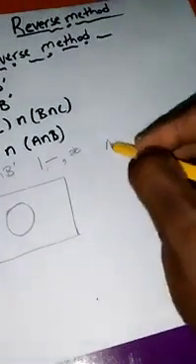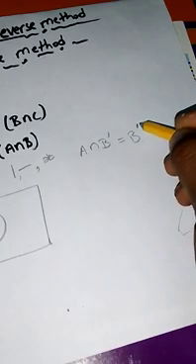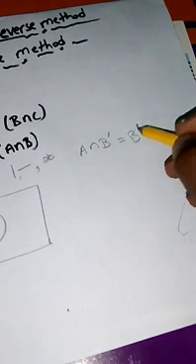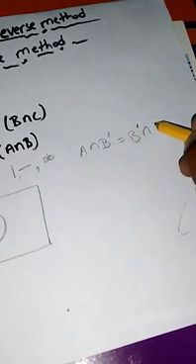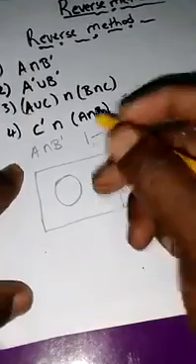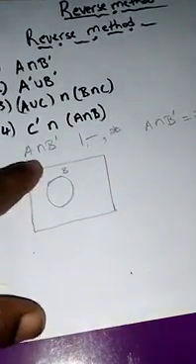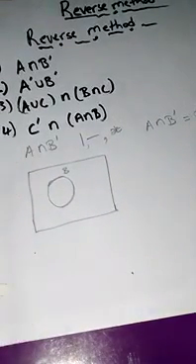For example, A intersect B is the same as B intersect A. A intersect B prime is the same as B prime intersect A. Order doesn't matter. So the reverse method is where you take the thing in stages. For example, we're solving for B prime, so we're working A intersect B prime.